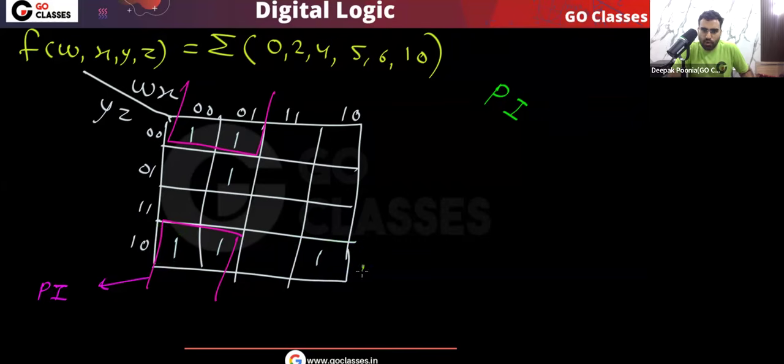So please understand that if you do like this, it is not a PI, because this is not as large as possible. I can make it bigger like this. Okay, so very simple. I got another PI. This is another PI. Very simple. Is there any other PI?